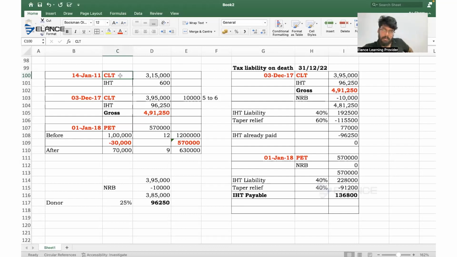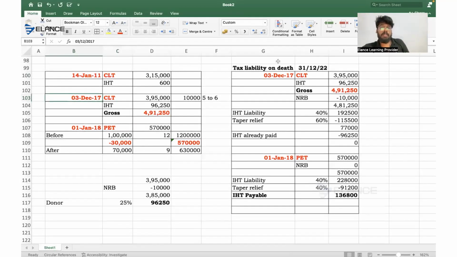At the time of transfer, a PET is always exempted. If this transfer was a PET, it is not a chargeable amount on transfer, and there is no need to use any nil rate band because it's a PET. So in 2017, at the time of making this second CLT, they can use the maximum 325,000 nil rate band, because there were no transfers in the previous 7 years. There was a transfer, but that was a PET.